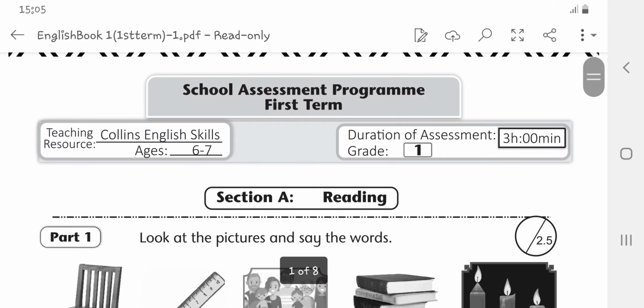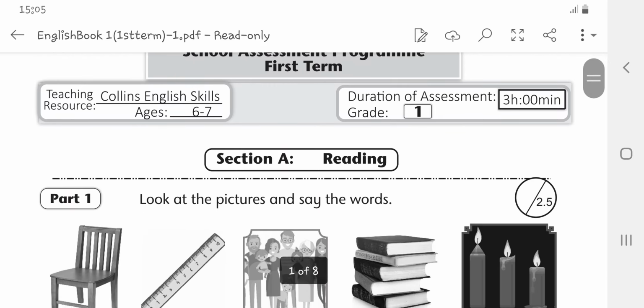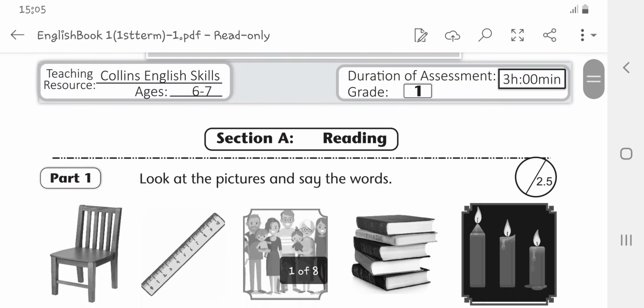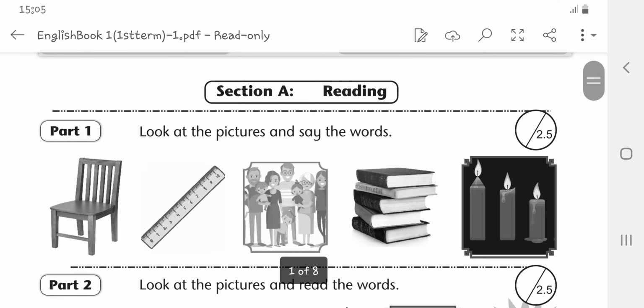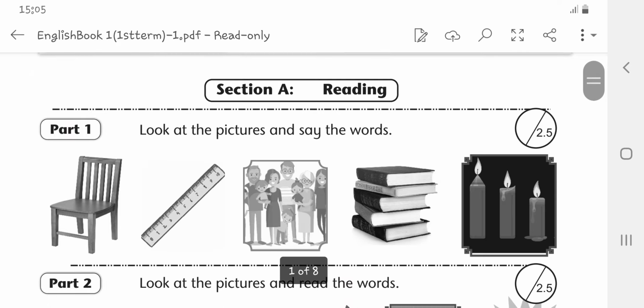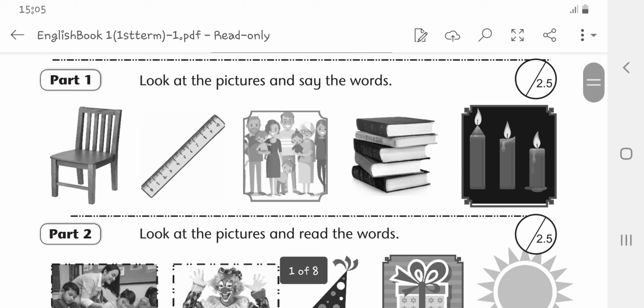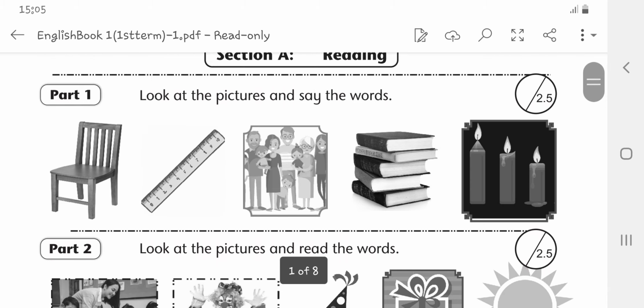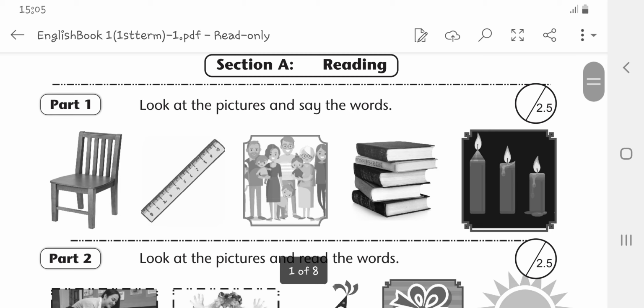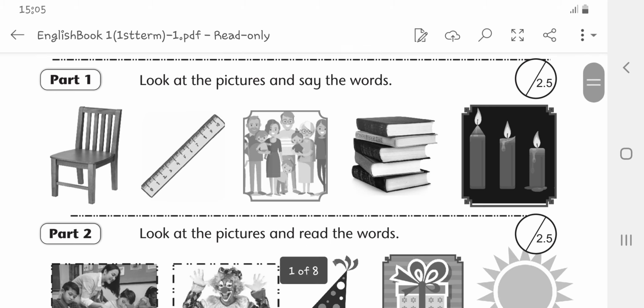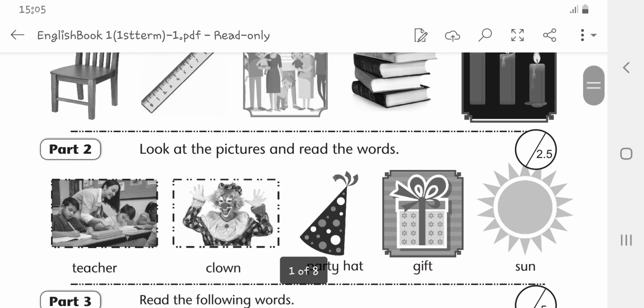So, school assessment, first term Collins English Skills, ages 6 to 7 for grade 1, and this comprises 6 sections. Section 1 is about reading, as you can see. Part 1 is look at the pictures and say the words. So, they just have to look at the pictures and say the words. All these pictures have been taken from the book, and there are 5 pictures and the total marks are 2.5, so half a mark for every picture.